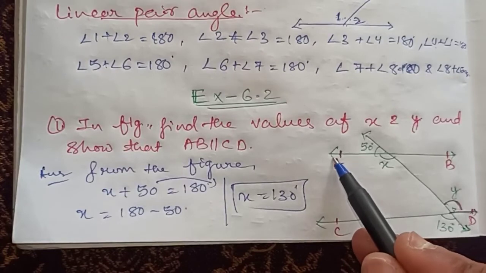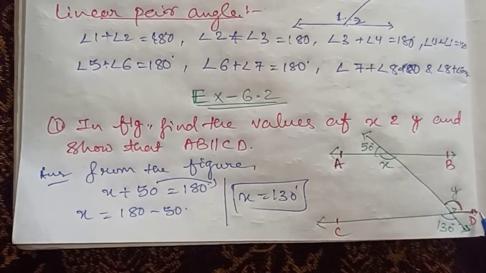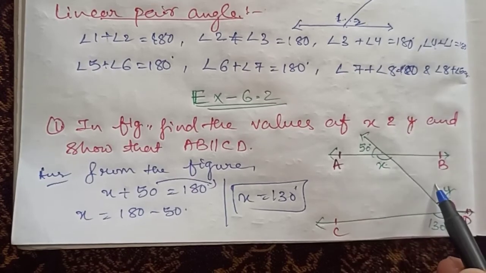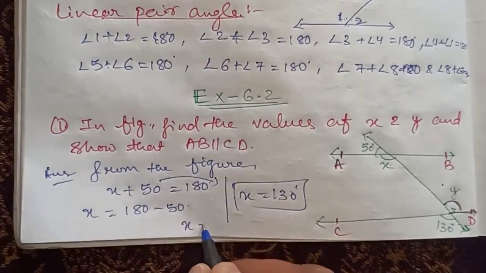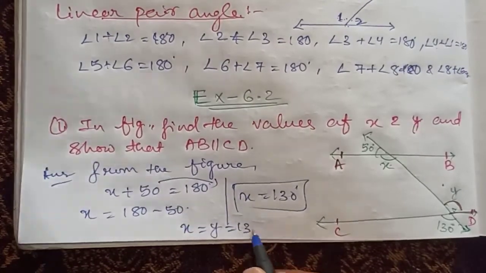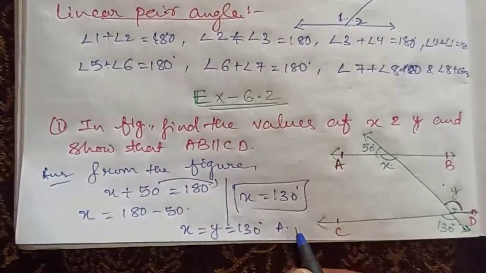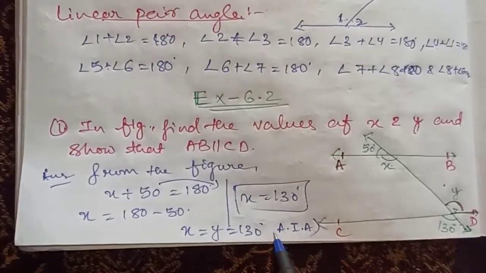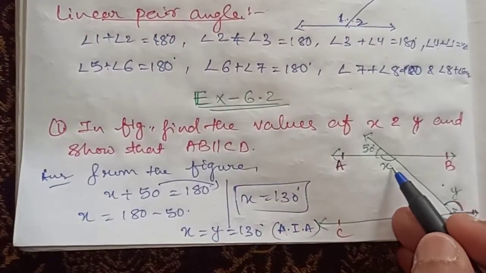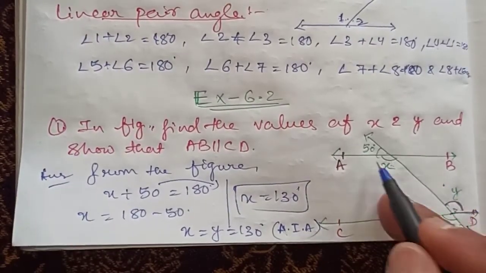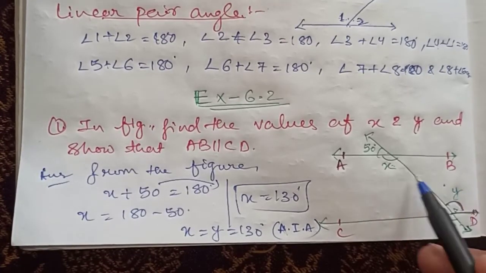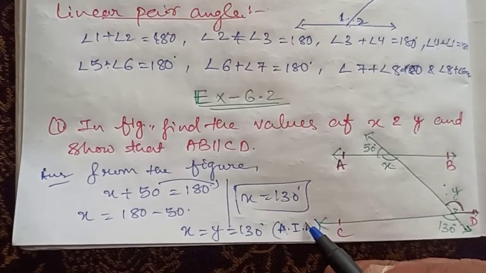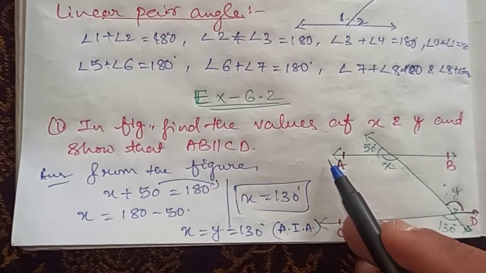Now can you see this is a Z shape, isn't it? This is a Z shape. So angle x equals angle y. Why? Because it is an alternate interior angle. Okay, x equals y equals 130 degrees, because of alternate interior angles. So the values of x and y are the same. This is 130, so this is also 130. So both the angles are equal. According to alternate interior angles, these two angles are equal.